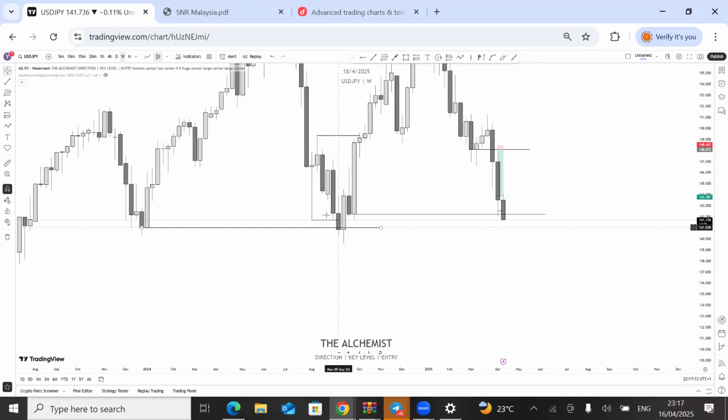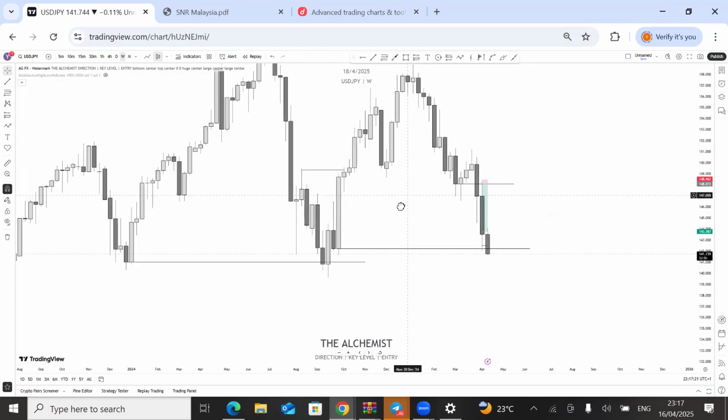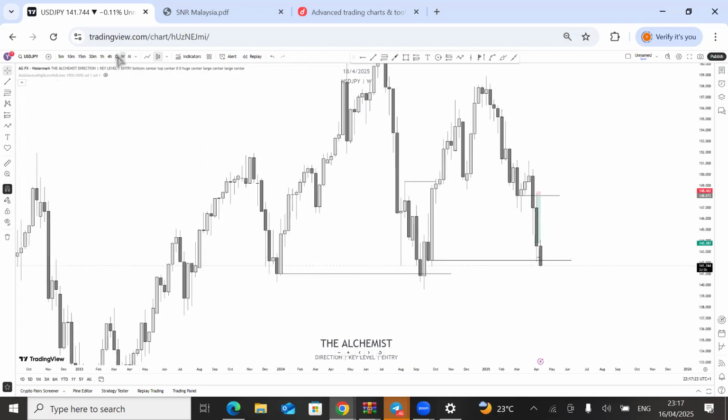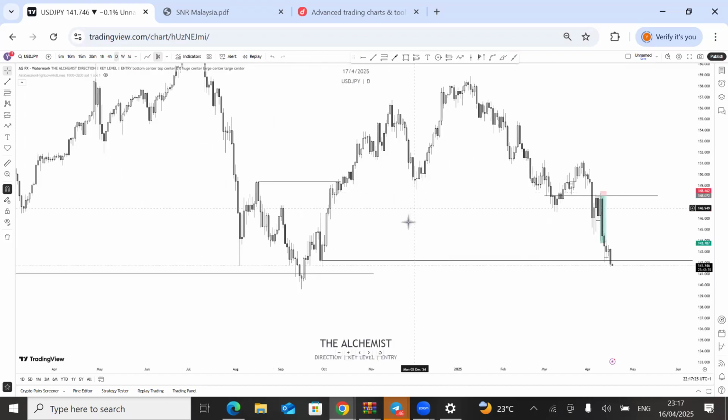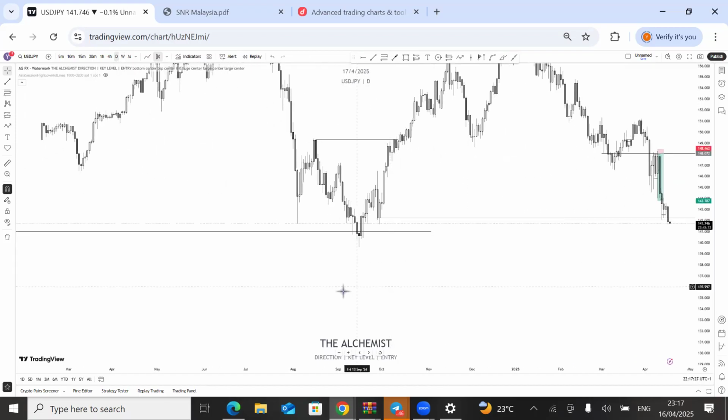So what happened? You want to just see your confirmations. You want to see the beginning, the start of your storyline. That's what's going to make your trade more valid. You understand? One time frame lower, and let's see what happened one time frame lower.